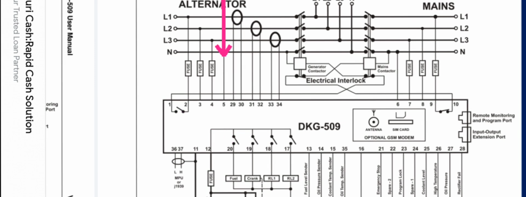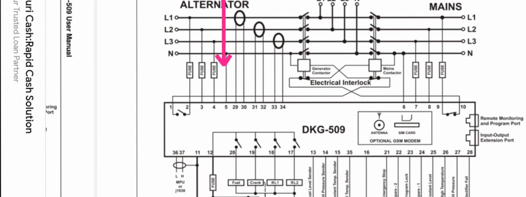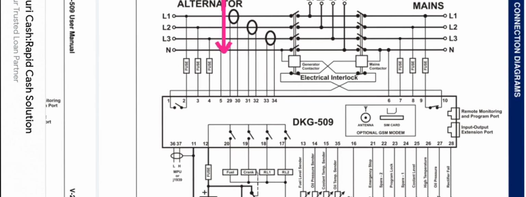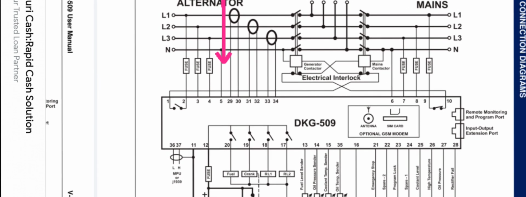These are the two auxiliary relays you can use for other purposes, but pin 20 and pin 19 are fuel and crank. Okay, to control your fuel relay and crank relay through these two wires.